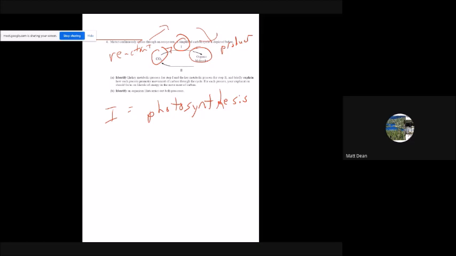So we identified the process for step 1. That would be a point. You should say, complete sentence, process 1 is likely photosynthesis.